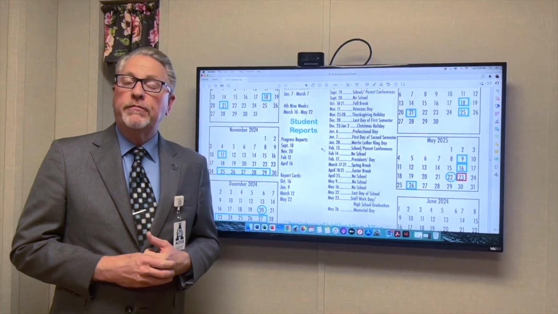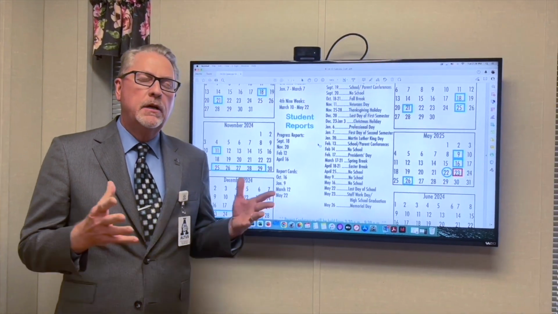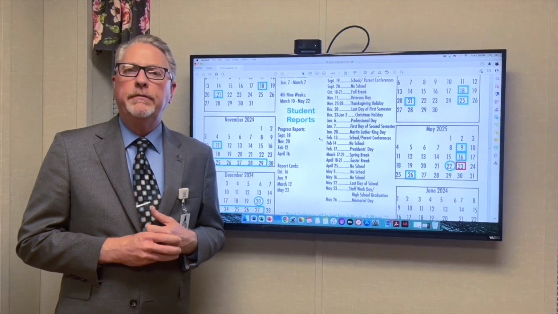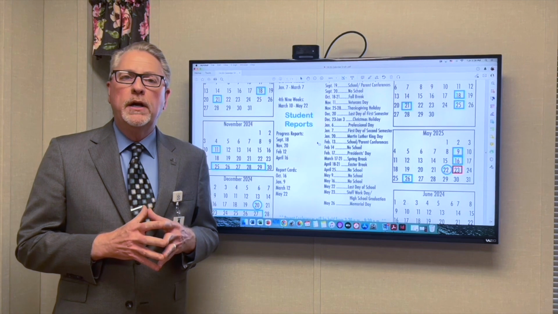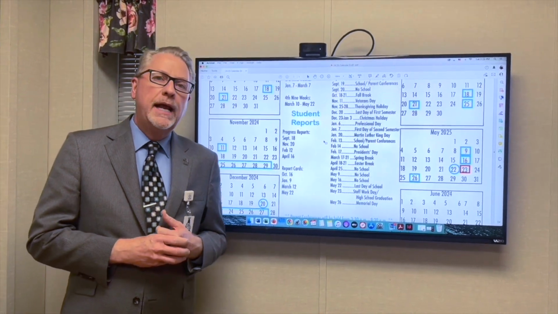Also, this Friday is our last home football game. It's hard to believe that fall sports are finishing up. Many of the sports are already finished, but football, we're still going on. So come out and support the Bulldogs at their last home game.